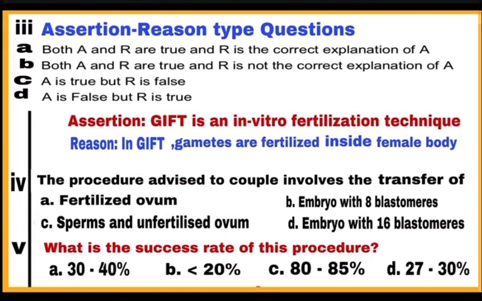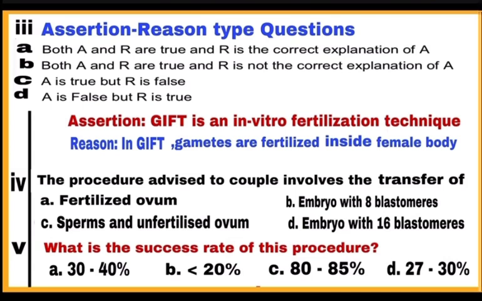Question number 3. This is assertion reason type question. See the assertion statement. GIFT is an in vitro fertilization technique. This is wrong. In GIFT technique, fertilization is in vivo. It is not in vitro. See the reason statement. In GIFT, gametes are fertilized inside female body. This is the correct statement. So here mark D as a correct answer. A is false but R is true.